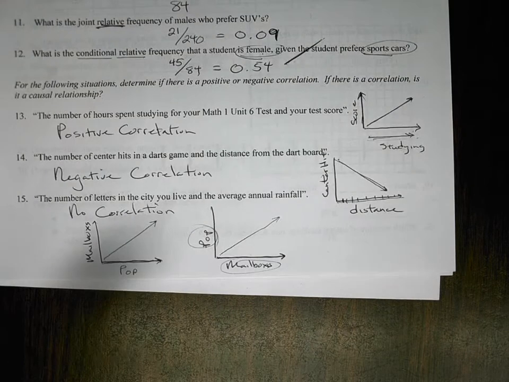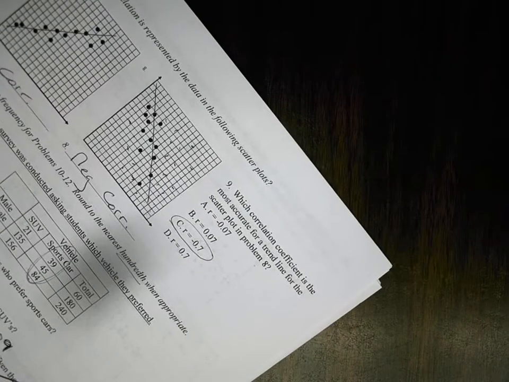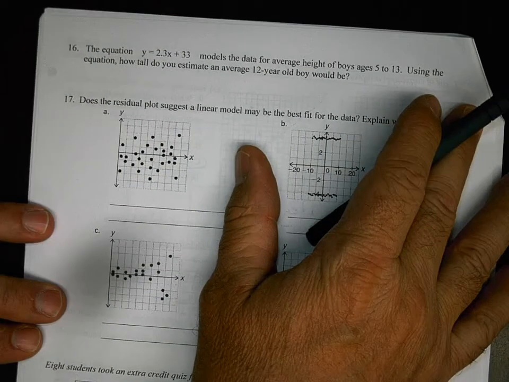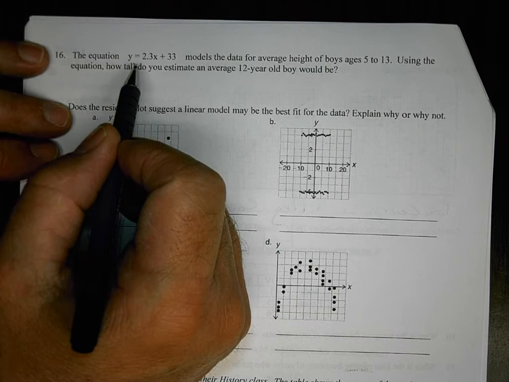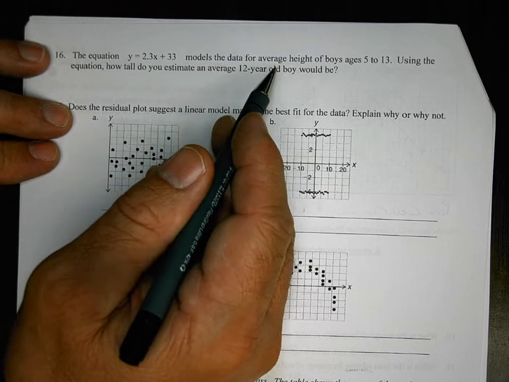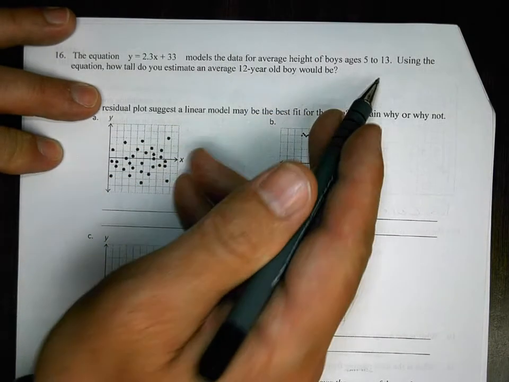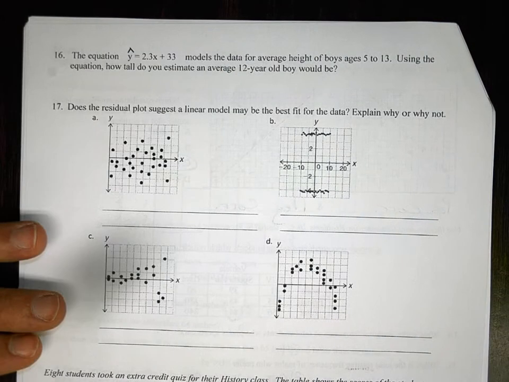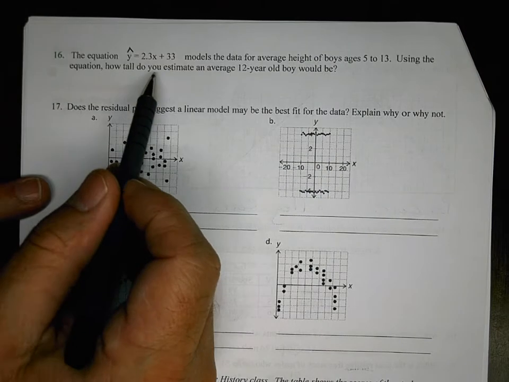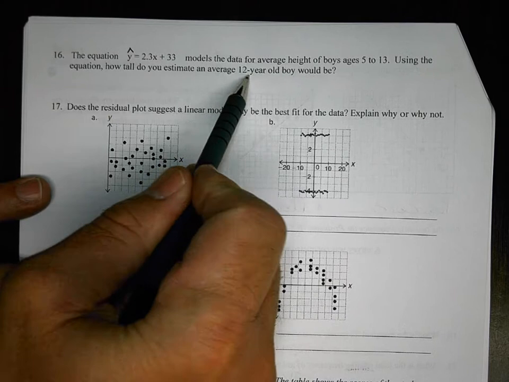All right, moving on. Okay, let's get going. Number 16. This one's going to be on the test. One just like this. So, the equation models the data of the average height of boys 5 to 13. So remember, we call this y hat. Using the equation, how tall do you estimate an average 12-year-old will be?